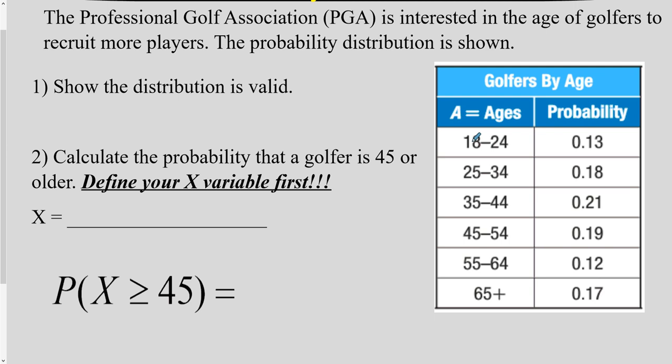We've got ages grouped, so 18 to 24, 25 to 34, 35 to 44, 45 to 54, 55 to 64, and 65 plus. So to show the distribution is valid, we just need to add up 0.13 plus 0.18 plus 0.21 plus 0.19 plus 0.12 plus 0.17. Take a second and verify that that actually does equal 1, and if not, we need to look at why that might be the case. Lucky for us, this turns out to be 1, so that's 100%.